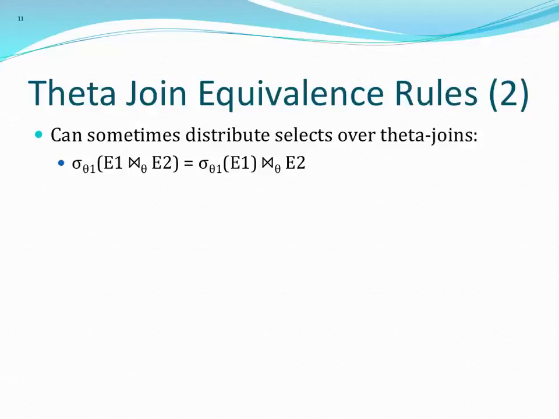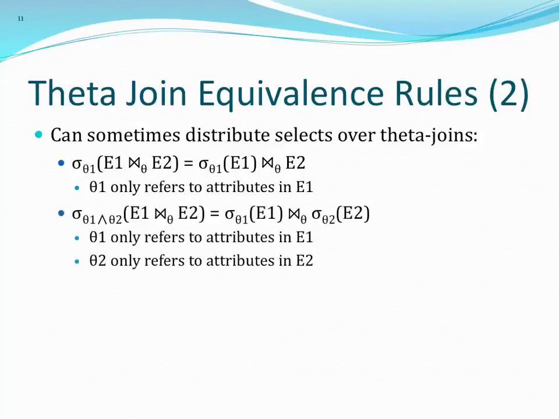So in this case, we can move theta 1 in. We can wrap it around E1 as long as theta 1 only refers to attributes in E1. And so forth. So we have a situation like this. You can see that you could derive this equivalence rule, select theta 1 and theta 2, E1 theta join E2, from the first equivalence rule, as well as being able to break a selection of conjuncts into multiple select operations. So you could easily derive this equivalence rule from what we've already discussed.